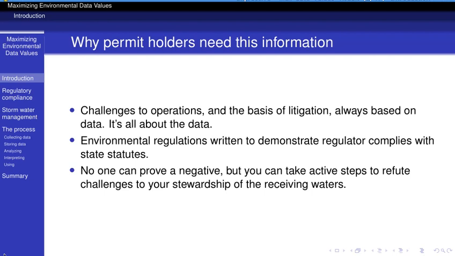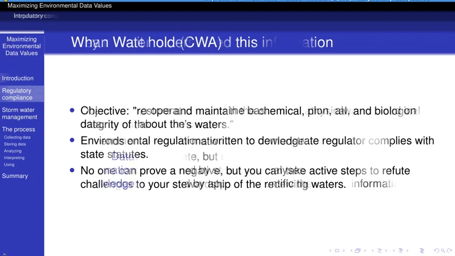While no one can prove a negative, refining your environmental data processing system can allow you to refute these allegations of harm. The 5-step process I'm presenting here has been highly effective in avoiding and resolving environmental issues.